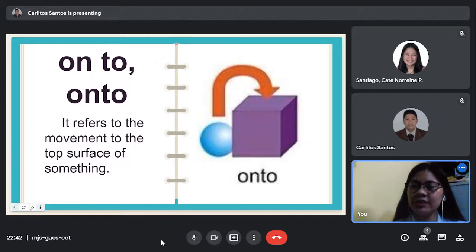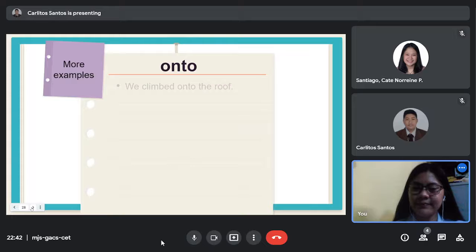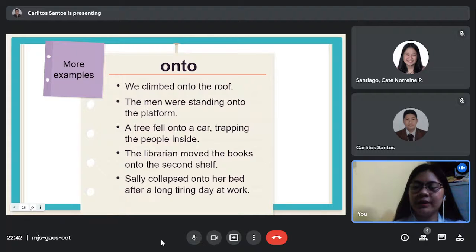Then, let's also have different sample sentences. Number 1, we climbed onto the roof. The men were standing onto the platform. A tree fell onto a car, trapping the people inside. Number 4, the librarian moved the books onto the second shelf. And number 5, Sally collapsed onto her bed after a long, tiring day at work. Again, onto is the movement of putting or climbing onto the top of something. Then let's also have the next preposition, the next pictures.